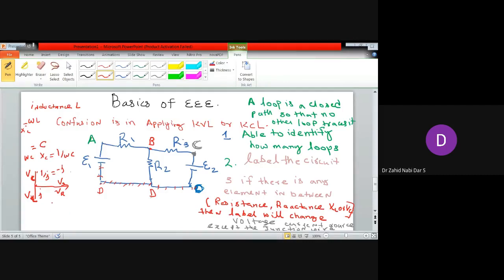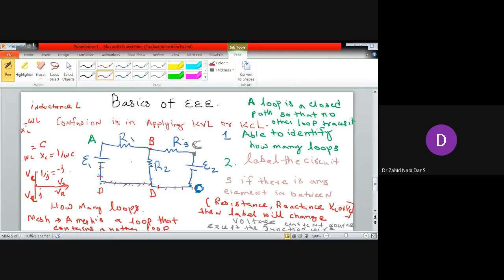Can anybody tell me how many loops are there? Three, sir. Yeah, there are three loops. And how many meshes are there? A mesh is a loop which contains another loop. What is a mesh? A mesh is a loop that contains no other loop. So you can say that a mesh is a loop. Mesh is also a loop, but a loop is not a mesh.